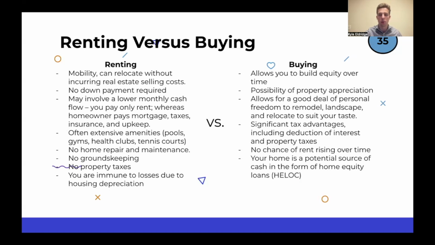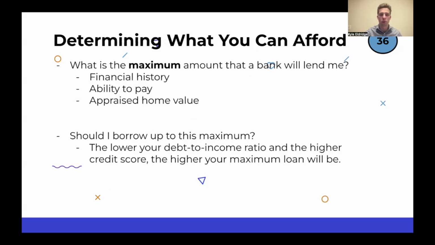The possibility of property appreciation allows for a great deal of personal freedom to remodel, landscape, and relocate to suit your taste. There are significant tax advantages, including a deduction of interest and property taxes, no chance of rent rising over time, and your home is a potential source of cash in the form of home equity loans or home equity lines of credit. Determining what you can afford.